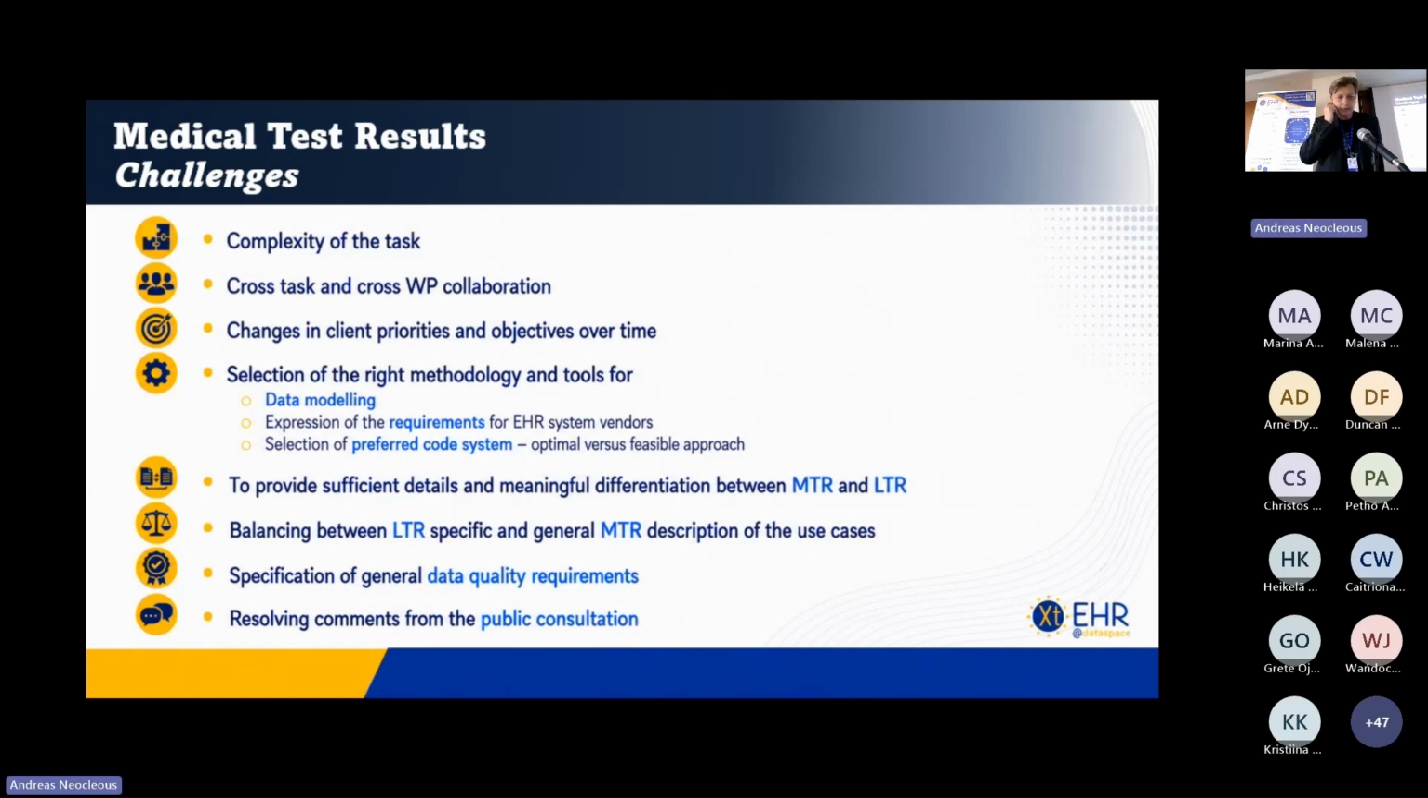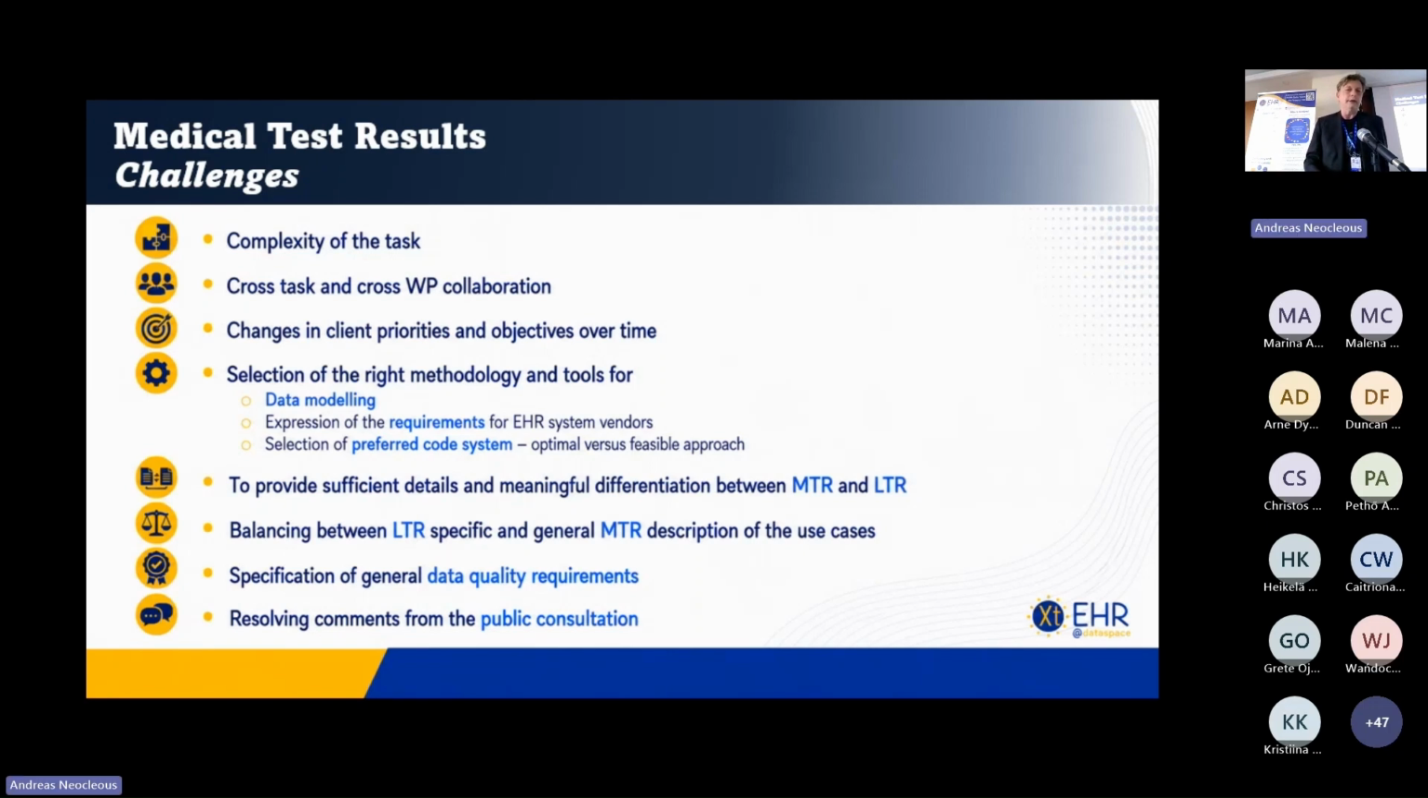The second challenge from my viewpoint was that the priorities from our client have evolved over time. So we have learned during the project what else needs to be done. It was just a challenge. I am not saying that it was unwanted or that I didn't like it. It was a challenge.